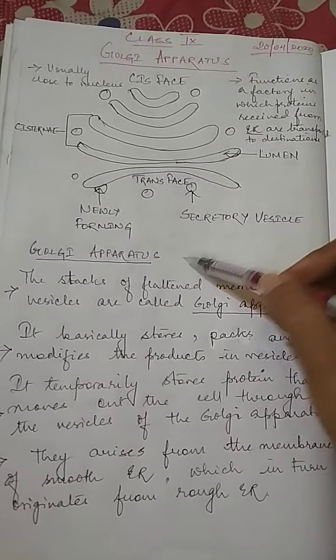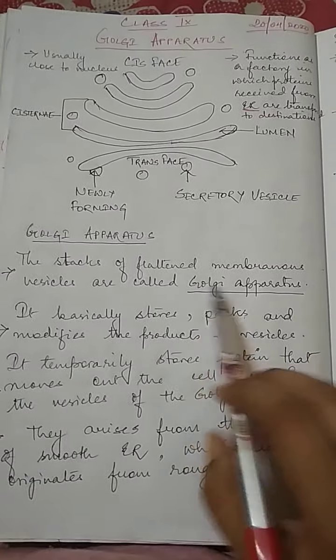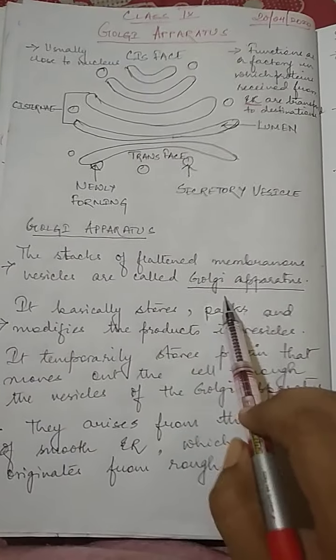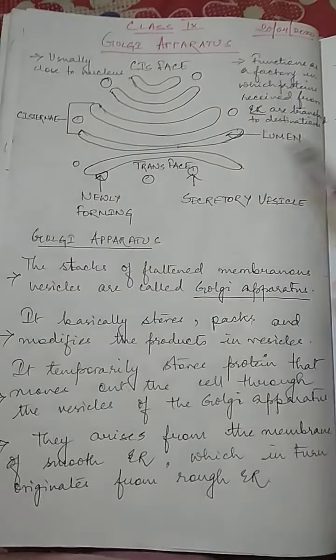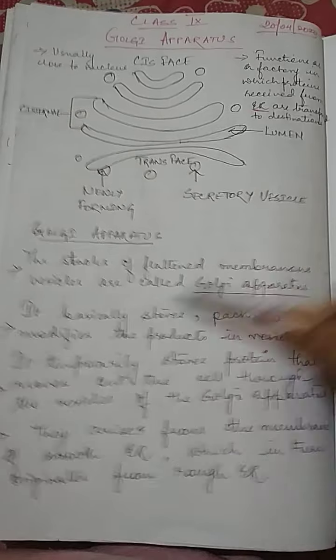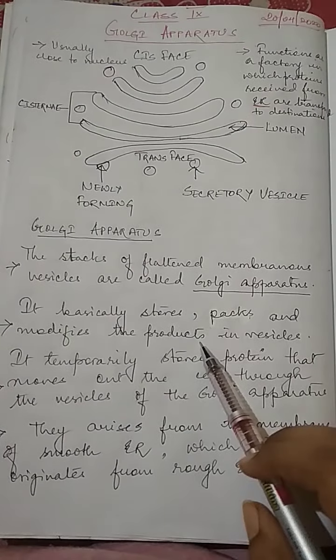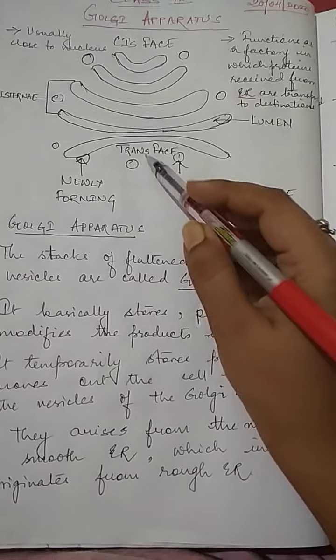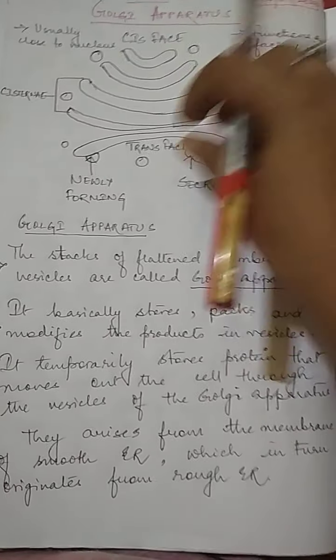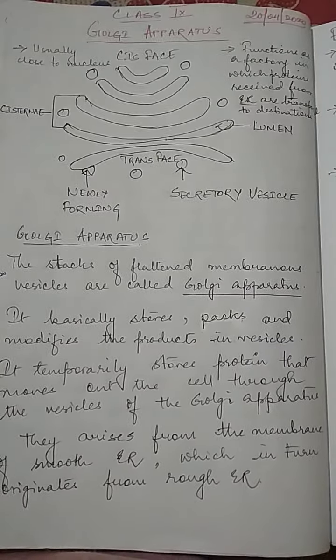Now the Golgi apparatus in description. The stacks of flattened membranous vesicles are called the Golgi apparatus. Its function is basically to store, pack and modify the products in vesicles. These small structures are known as vesicles. It stores them and then they are transported.